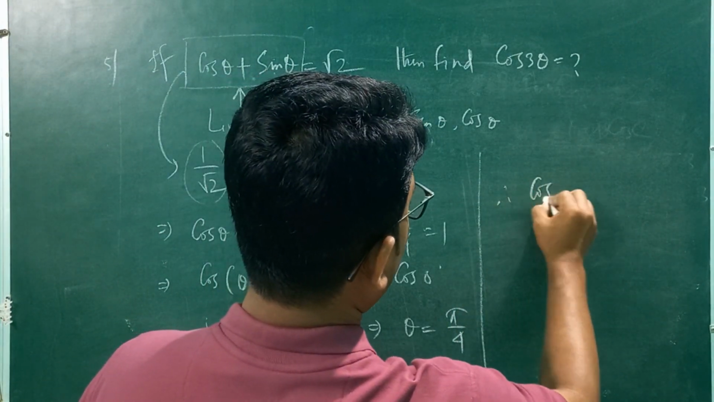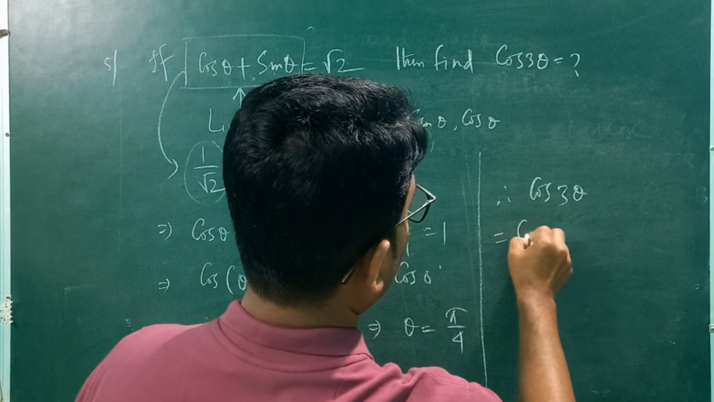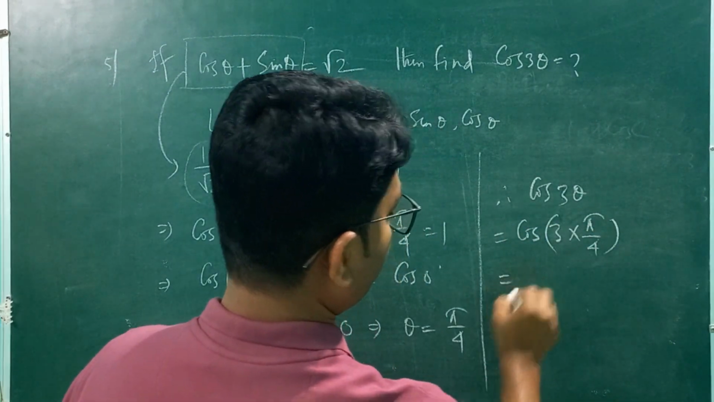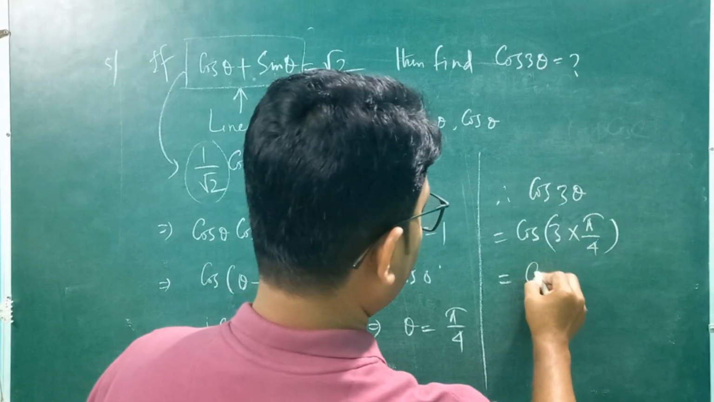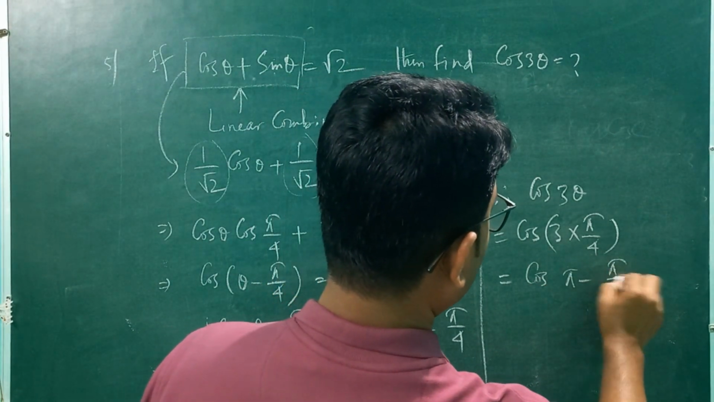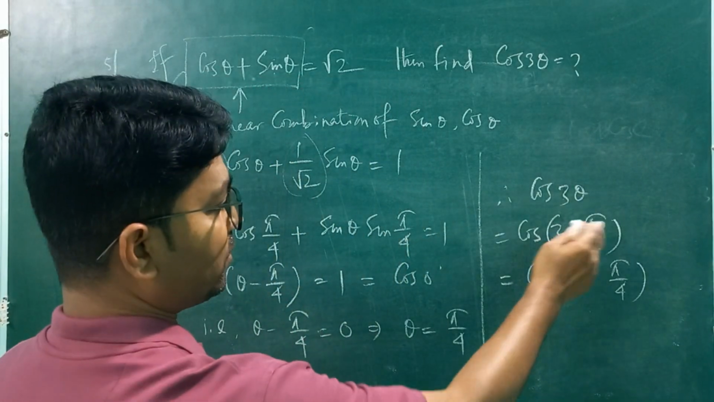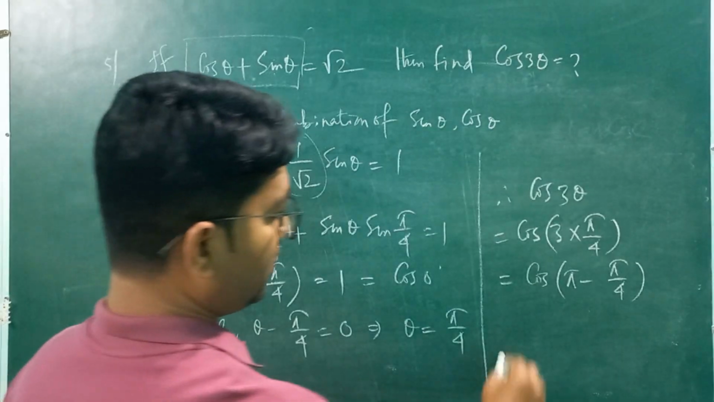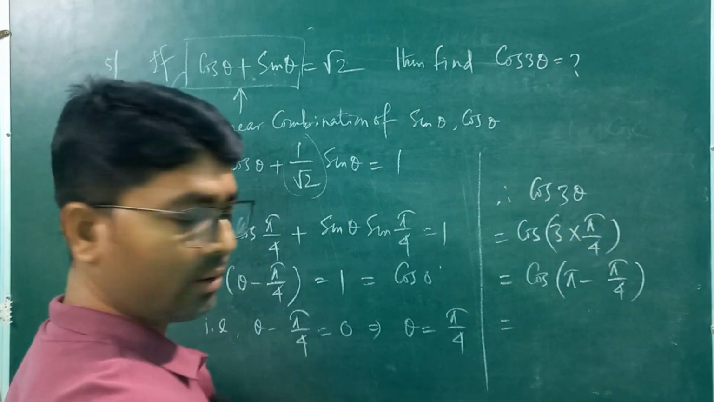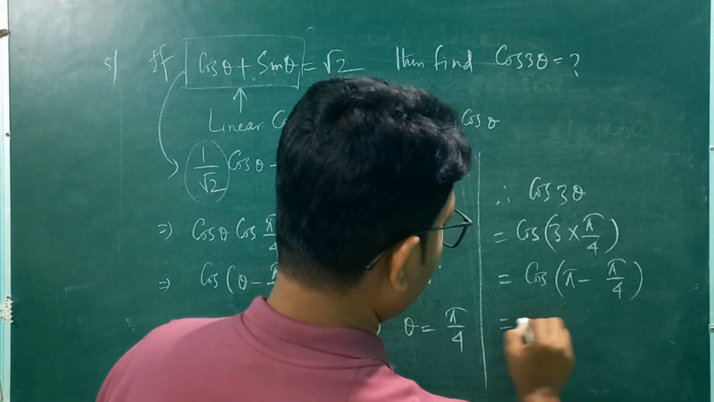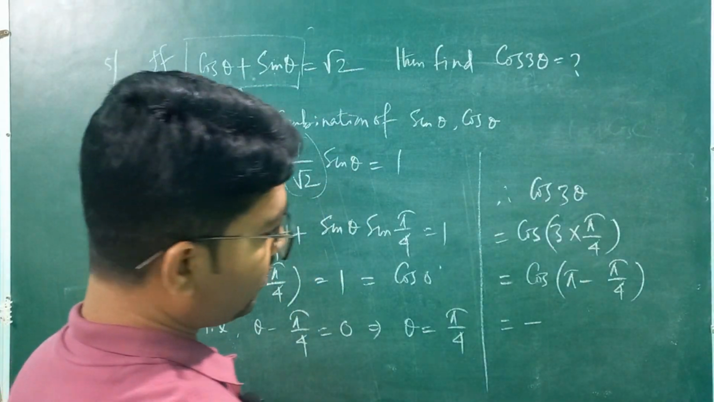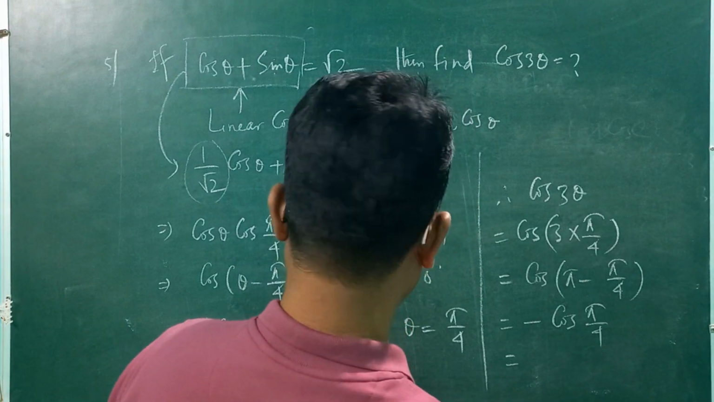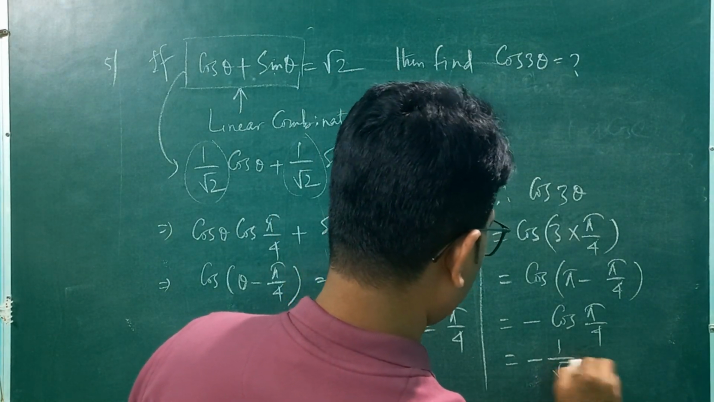Therefore, cos 3 theta equal to cos of 3 into pi by 4. I can easily write it in this way, pi minus pi by 4. This one is 3 pi by 4. So you can write 3 pi by 4 in this way, pi minus pi by 4. And this one is in the second quadrant, and in the second quadrant cos is negative. And this one is cos pi by 4. So this one becomes minus 1 by root 2.